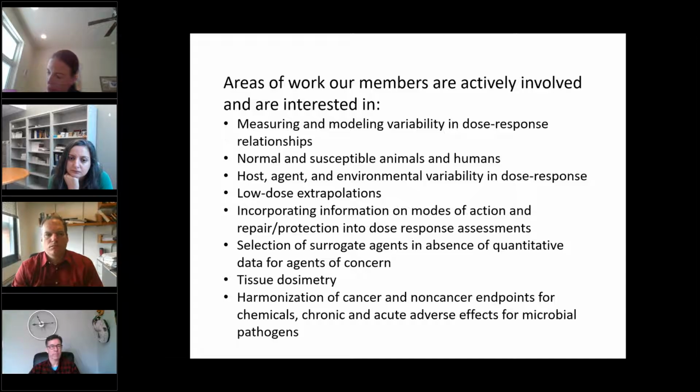My particular interest is incorporating information on modes of action and repair into dose response assessments, but also selecting surrogate agents in the absence of quantitative data for agents of concern. There are a number of chemicals in the environment that we don't have enough information on, but if we can find a surrogate chemical or agent that has similar physiochemical properties, then maybe these can help function as agents in order to better inform those chemicals that we don't have enough information about.